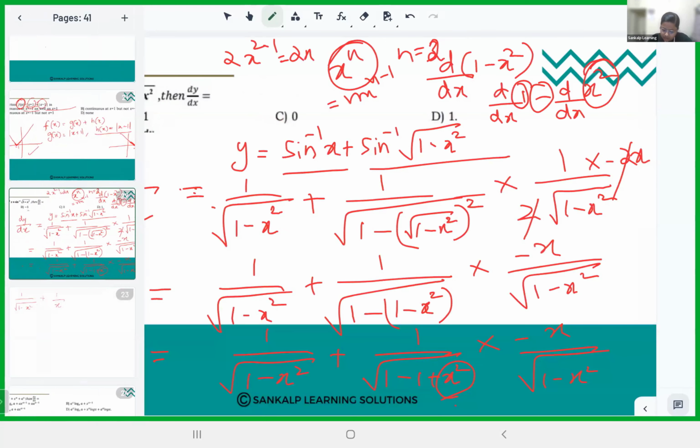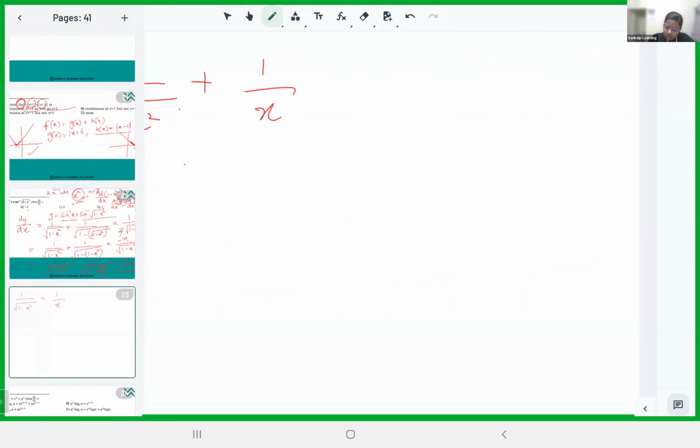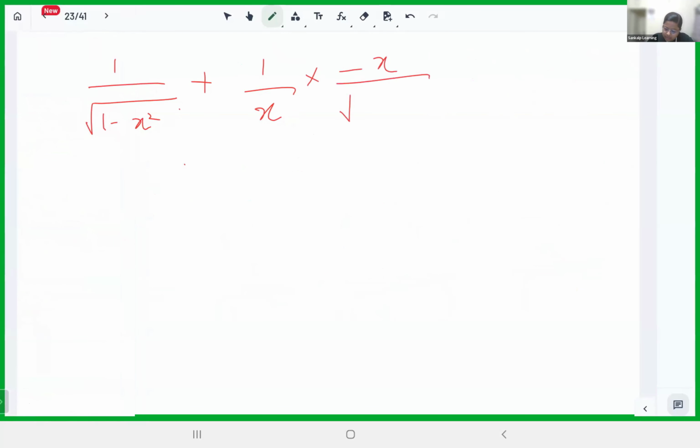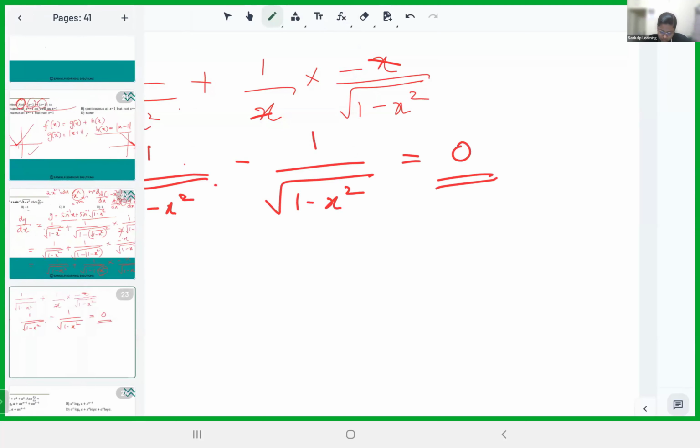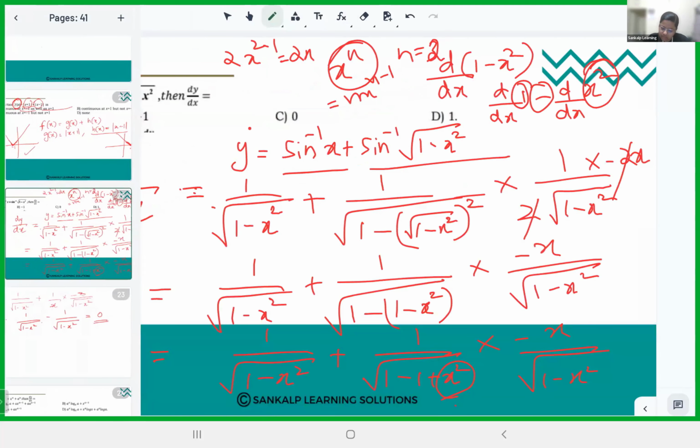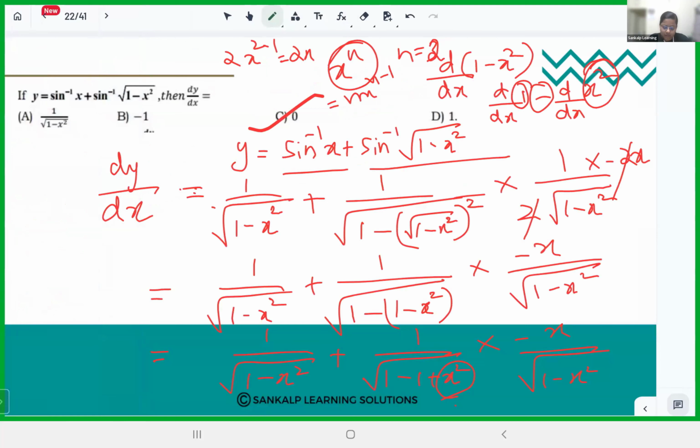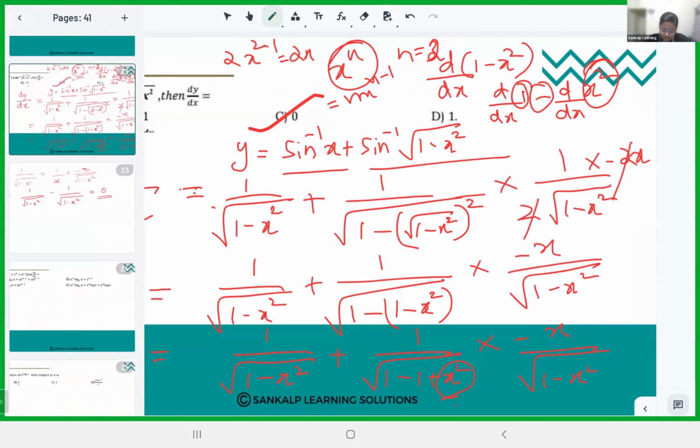Into minus x by root of 1 minus x square. Okay. So this is equal to 1 by root of 1 minus x square. This x and this x get cancelled. Minus 1 by root of 1 minus x square. So what is the value here? It is nothing but 0. So which is the option? C option is right, 0. Alright. So we are moving on to the next one.